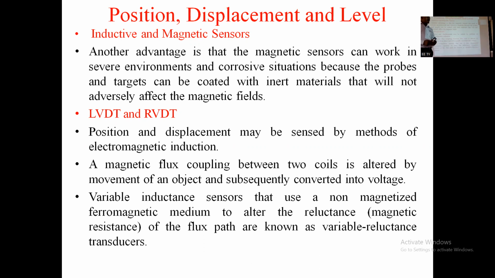The एखादं ferromagnetic material, if it is in between these two magnetic fields, in between the two poles, it will change the reluctance of that medium. So this type of transducer or sensor is called a variable reluctance type of transducer. The reluctance type of transducer असते. So LVDT.